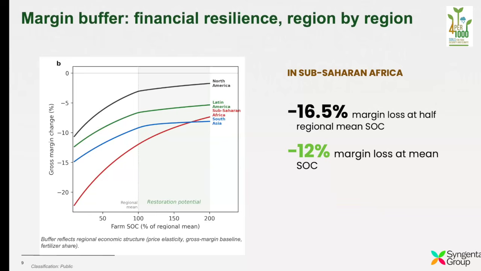For a smallholder farmer that is financially constrained, liquidity constrained, that's about $20 per hectare. And that's really a big difference. That's the difference between being able to afford the next round of inputs or not. The reason why that margin gap is wider than the yield gap is because of price elasticity. So when fertilizer doubles and farmers cut back, input costs stay high, volumes fall, so margin compresses faster than yield.